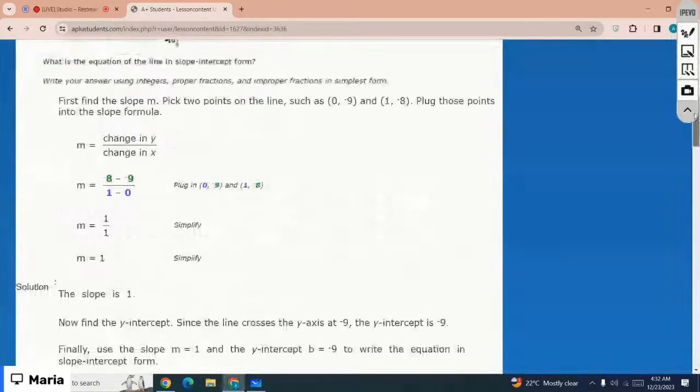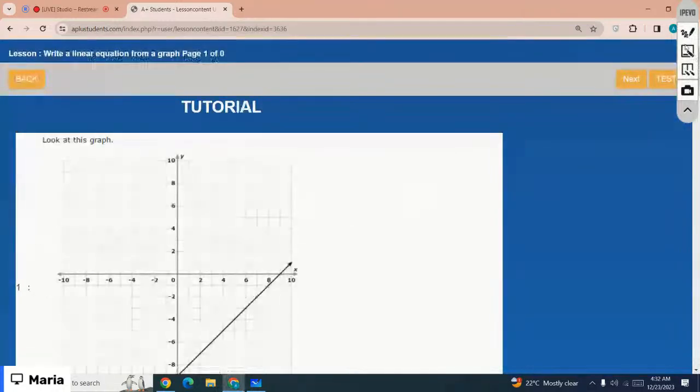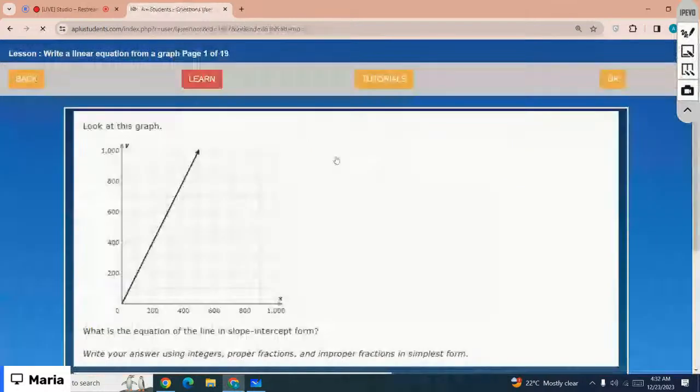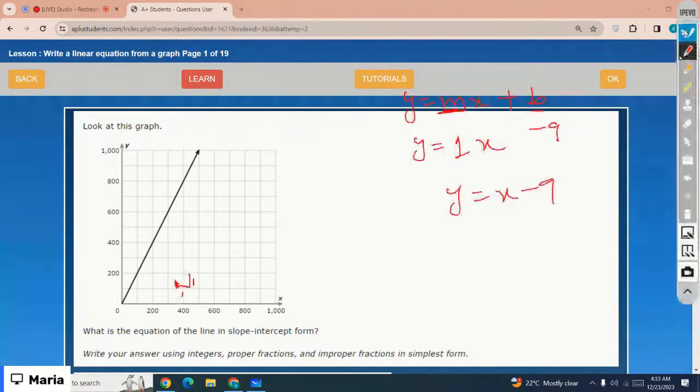Got it? Let's just start with the test question. You can find the slope by using 2 points, but I already explained the easiest way to calculate the slope. So why not use the easiest way, right? Just make things easy for you.